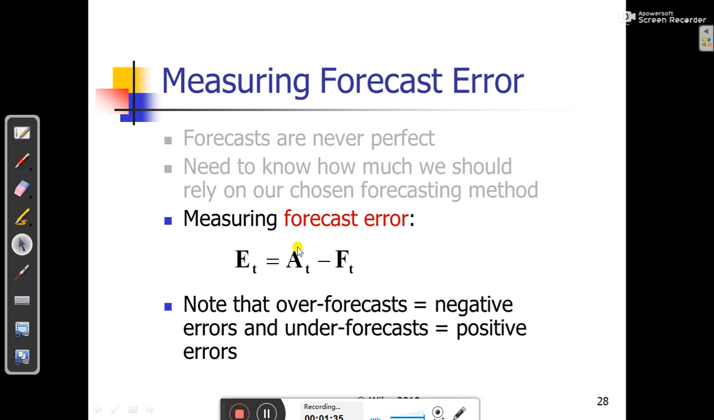Measuring forecast error: E_t equals A_t minus F_t. Here A_t is the actual value, and F_t is the forecast value. So actual value minus forecast value, that difference is the error. Note that over forecast equals negative error, under forecast equals positive error. If A_t is greater than F_t, then that is under forecast. If A_t is less than F_t, then that is over forecast. Negative errors are over forecast, and under forecast gives positive error.